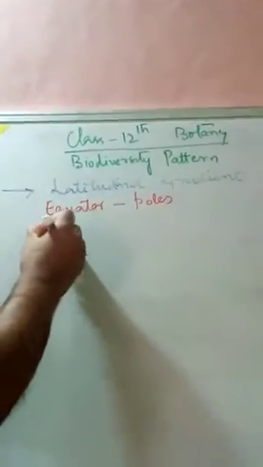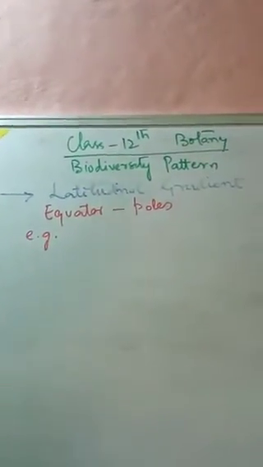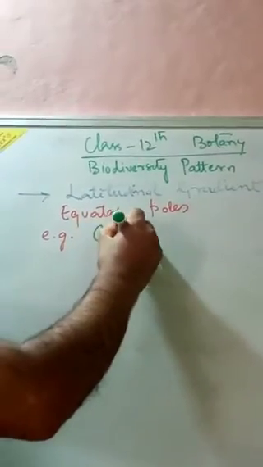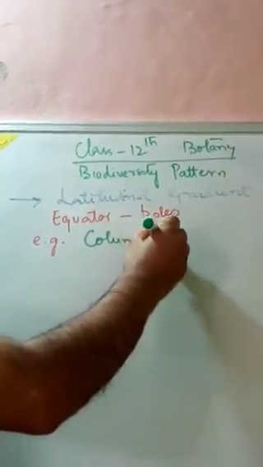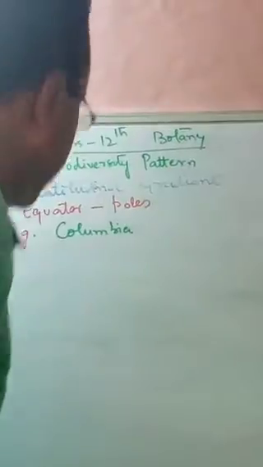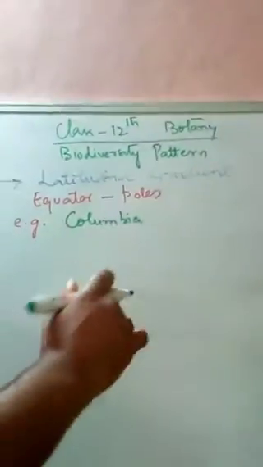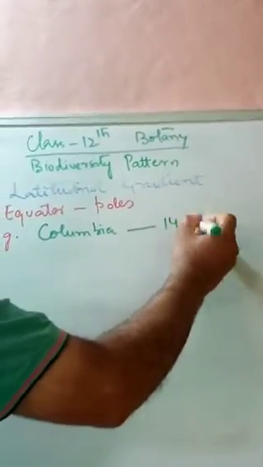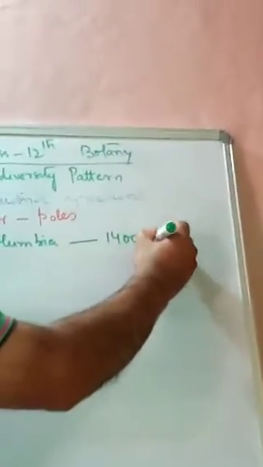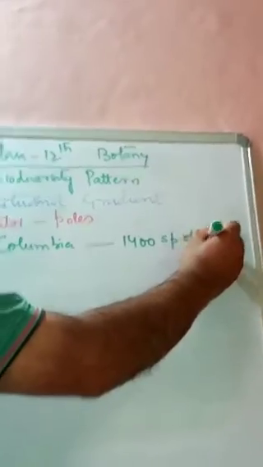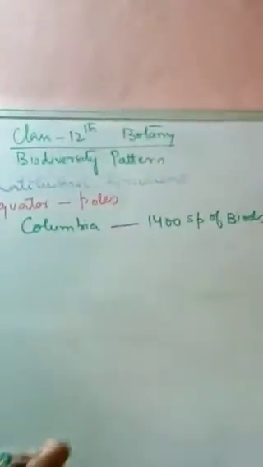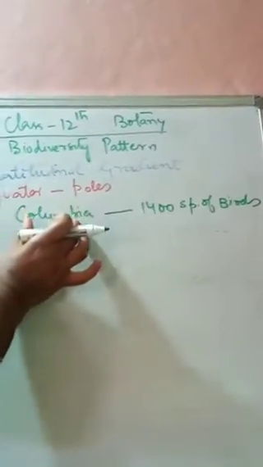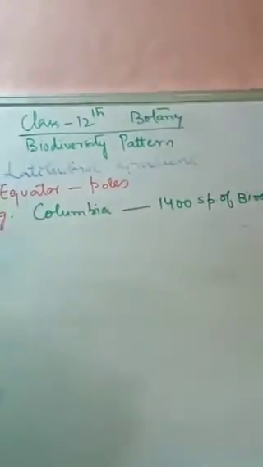For example, we have a country known as Colombia. This Colombia is placed near the equator and we will find here about 1400 species of birds. This country is situated, located near the equator.